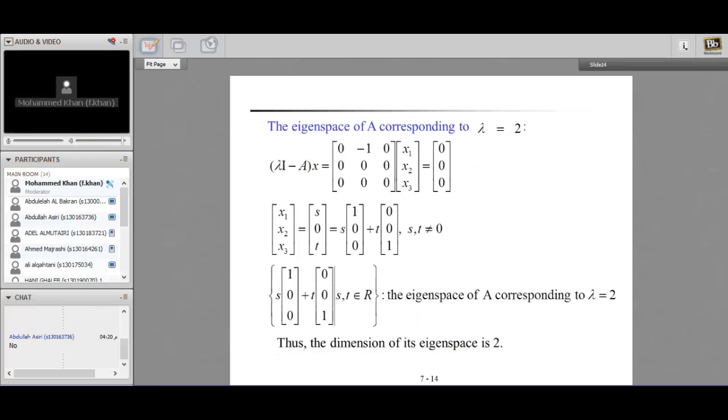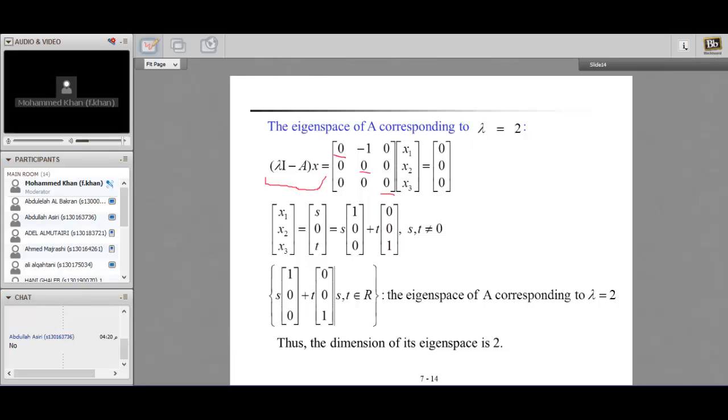So now he says, what is the eigenvector of this? As you know, the formula of eigenvector will be lambda I minus A into x is equal to 0. So lambda I minus A, that is 2 minus 2 is equal to 0, 2 minus 2 is equal to 0 and 2 minus 2 is equal to 0. So the rest of the things are the same.